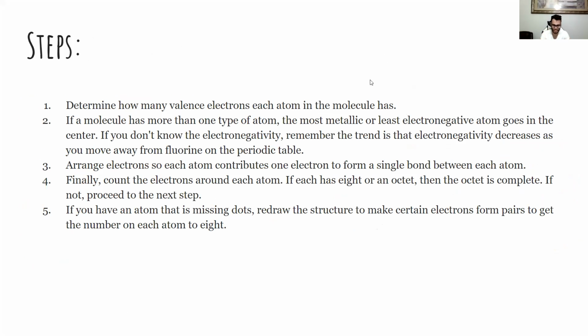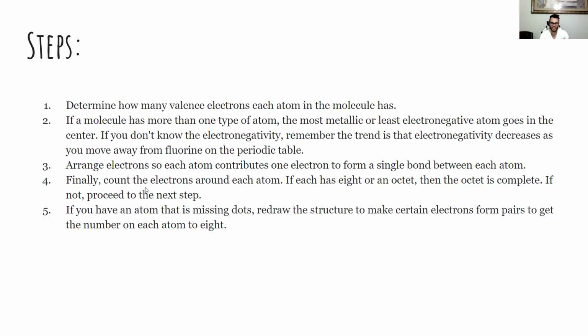So in order to get a Lewis structure drawn, we have to follow some steps. The first one is to determine how many valence electrons each atom has in the molecule. The second one is, if a molecule has more than one type of atom, we have to put the least electronegative atom in the center. For those who don't remember, electronegativity is a trend that decreases as you move away from fluorine on the periodic table.